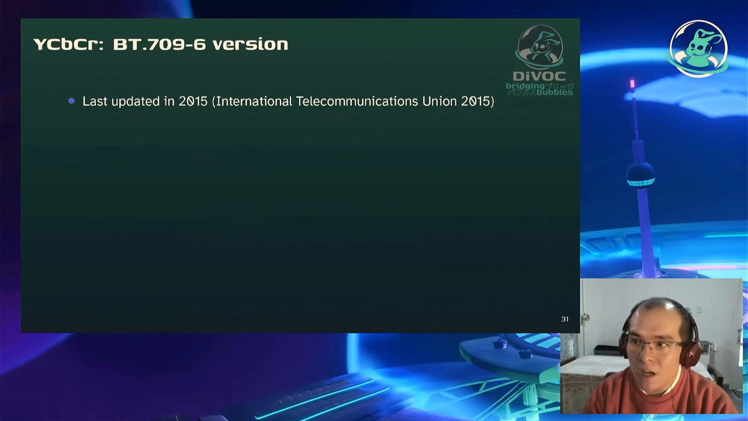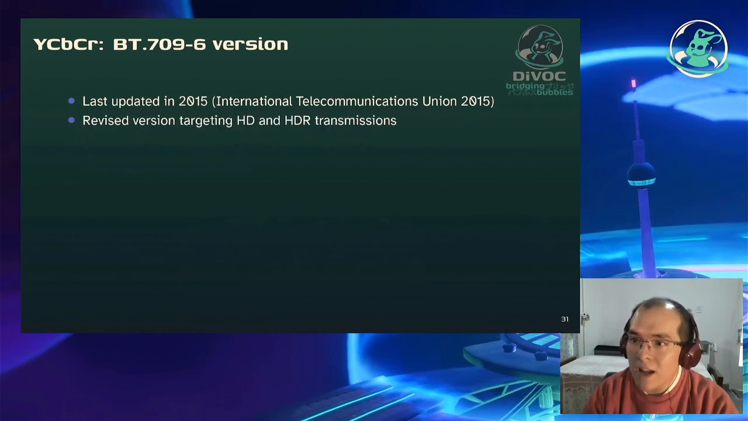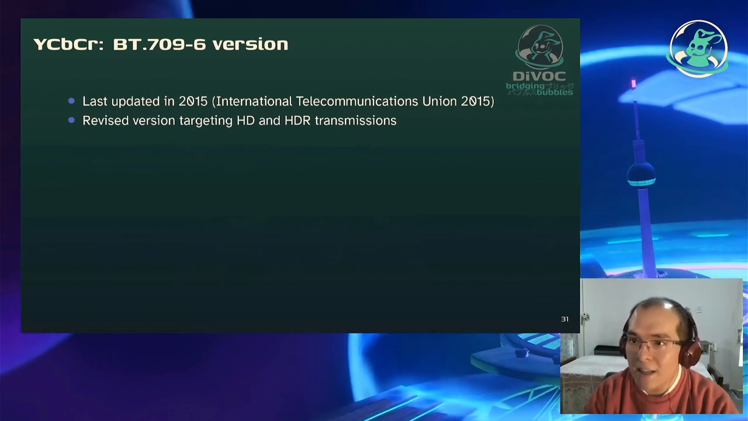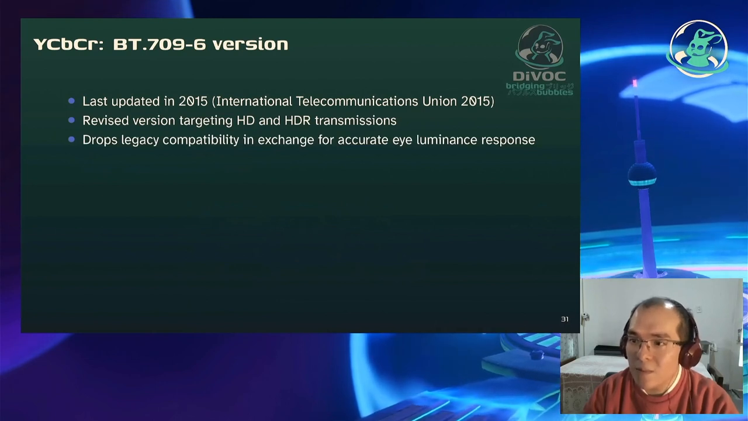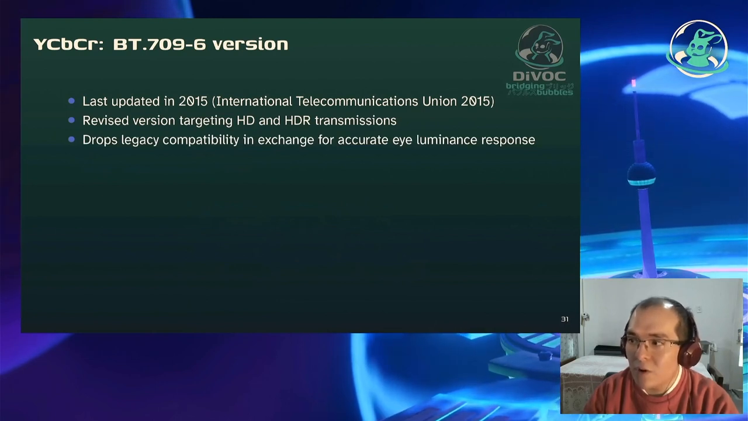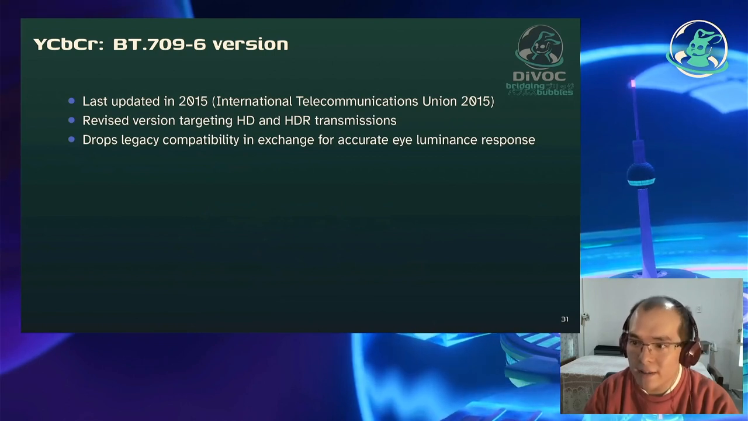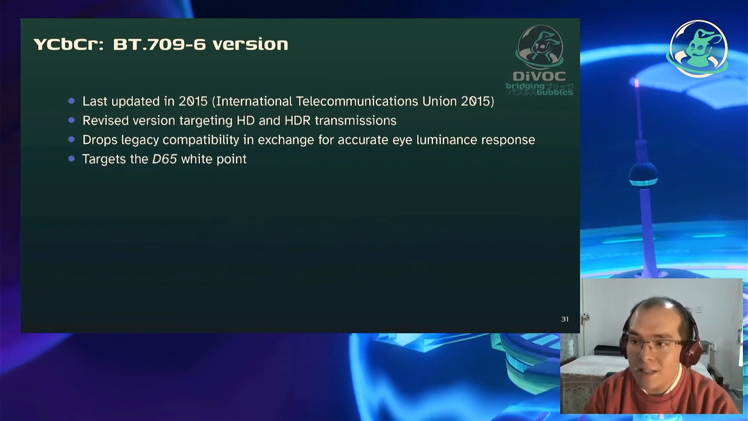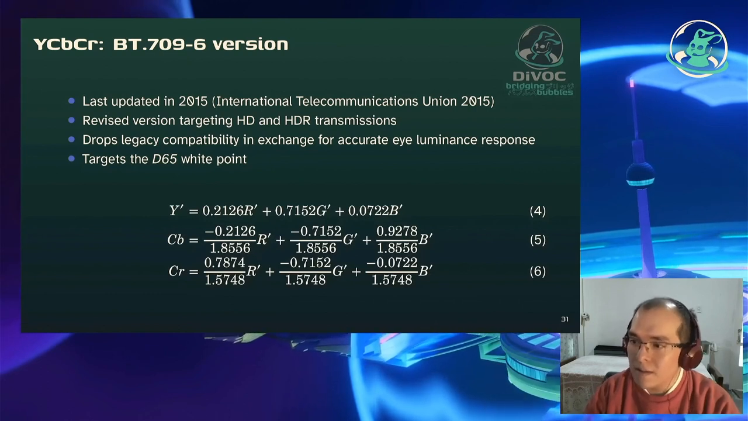The second alternative, which has been updated in 2015, is called BT.709. And this is a revised version that targets high definition as well as high dynamic range transmissions. And for these reasons, it drops legacy compatibility and is changed for an accurate luminous response that comes from measurements on our eyes. Again, this targets the D65 white point and looks like this.